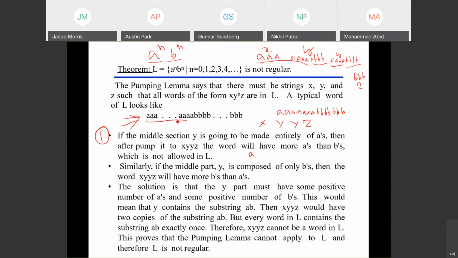x and z may be lambda. Now what happens if you pump this language, we will say y, y, z. If you do that, you will have more a's and fewer b's. So this is not according to, and once you do that, this will violate the definition of the language. The language says a^n b^n, same number of a's, same number of b's. So my first guess is wrong.